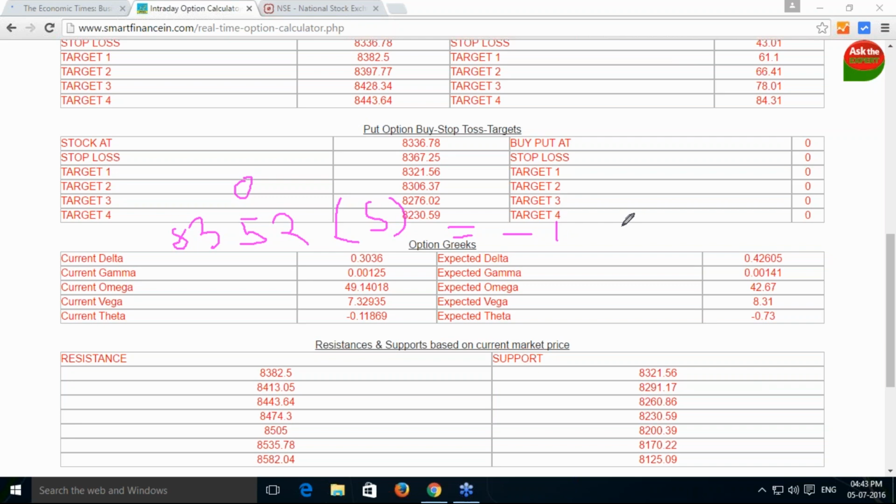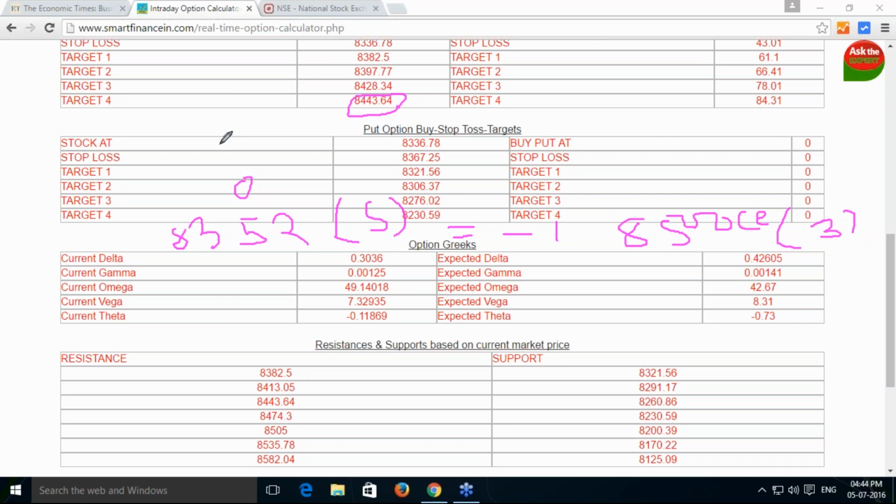Currently the 8500 call option we have analyzed has a delta of 0.3036. So if I buy 3 lots of the 8500 call option, my strategy will become delta neutral, net delta zero. Suppose it achieves the target of 8444, the last target.